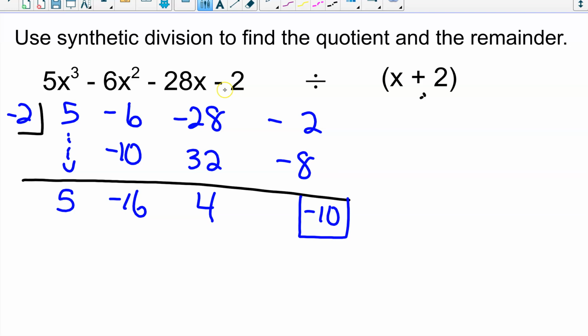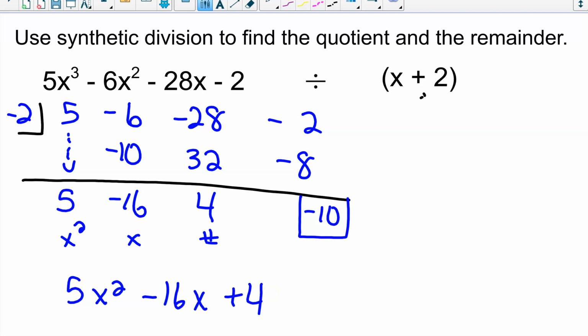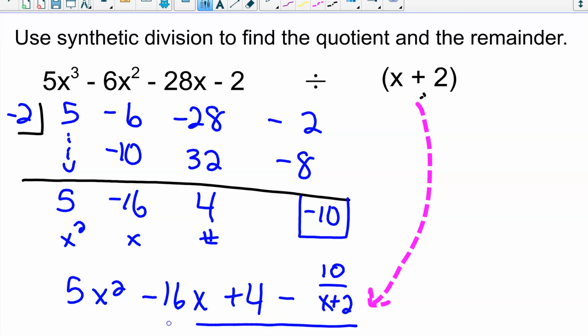So if I was going to take this polynomial divided by a binomial, I would get my number, my x squared. So it's going to be 5x squared minus 16x plus 4. And then the remainder is going to be negative 10 over x plus 2. So it has a remainder on it.